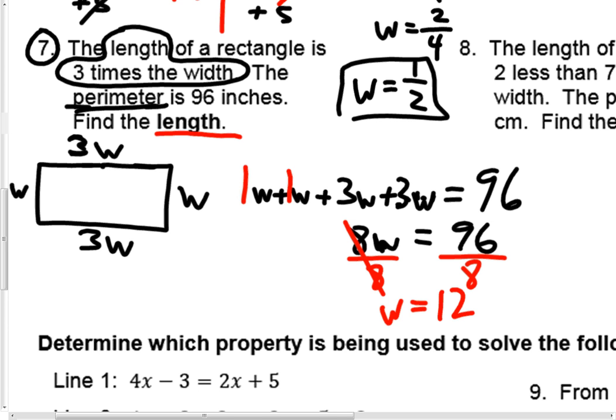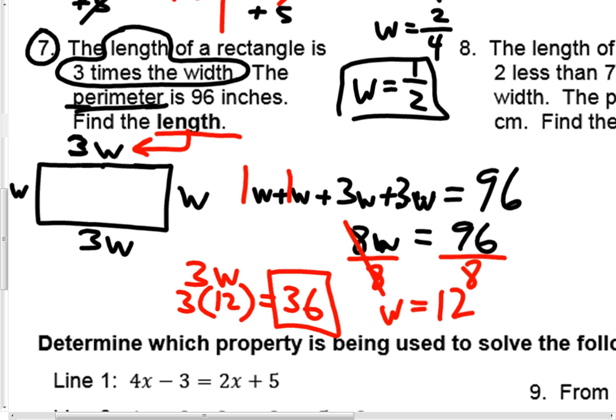Go back. Did we want W? Yes. Oh, no, we wanted the length. What's the length? That's this. So I have to do some substitution. 3W is actually 3 times 12, which equals 36. That's my answer. I have to put the 12 in there. Be careful. I might ask for the width. I might ask for the length. You just have to know what we're looking for. Box in your answer, as always, on all tests.